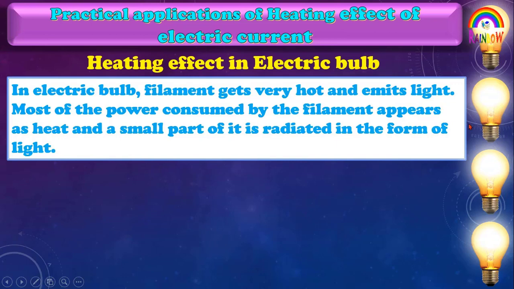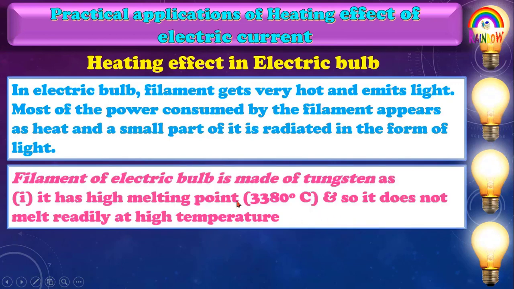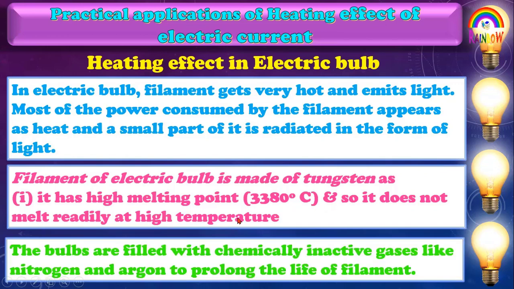Most of the power consumed by the filament appears as heat and a small part of it is radiated in the form of light. Filament of electric bulb is made of tungsten because it has a very high melting point, which is equal to 3380 degrees Celsius, and so it does not melt readily at high temperature. The bulbs are filled with chemically inactive gases like nitrogen and argon to prolong the life of filament.